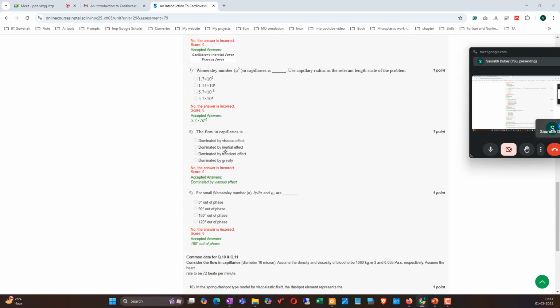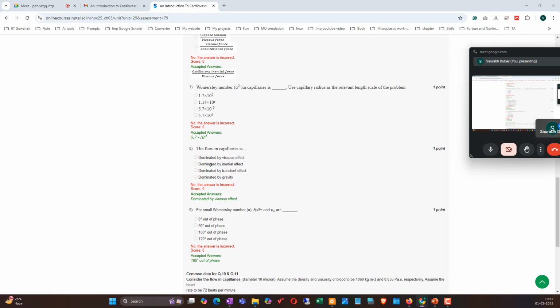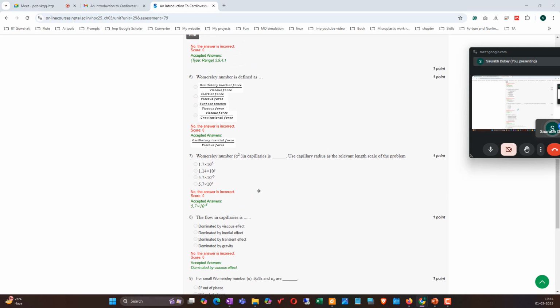So these were some of them. For small Womersley number, you see del P by del Z and Vz will be out of phase, what I understand. And there will be this sinusoidality, so pulsatility, associated. So 180 degrees out of phase is the correct one. On these equations we had solved, we will be looking at some questions in our part. We have discussed this.